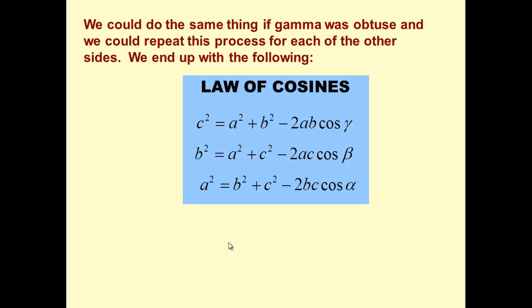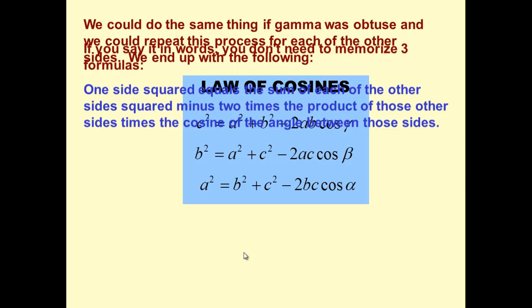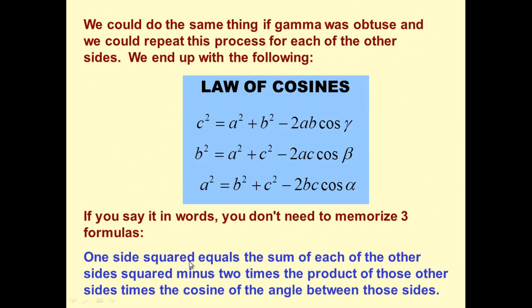Now, it's not important for you to memorize those formulas. Rather, it's a little easier if you remember the wording of how this equation is set up. On this side, whether it be A, B, or C, you're going to have a side squared. That is going to equal the sum of the squares of the other two sides minus twice the product of those two sides times the cosine of the angle that lies between those two sides.